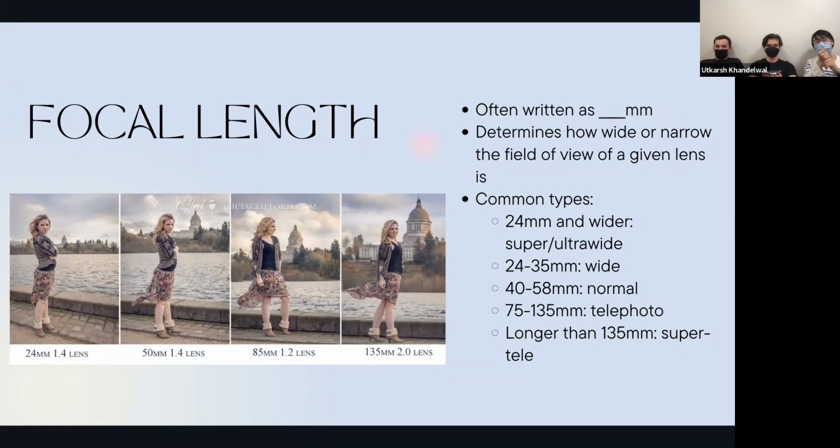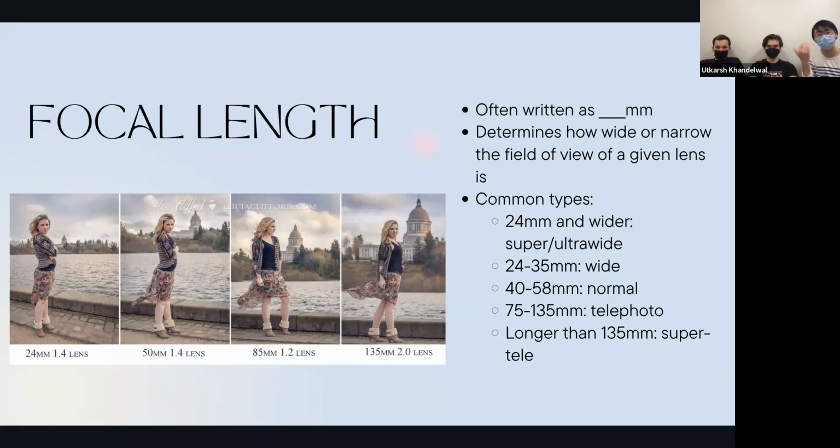So 24 millimeters and under, or wider, as we say, will be considered super wide or ultra wide. 24 to 35 is your general wide. 40 to 58 usually we'll consider to be normal. We'll talk about what normal means a bit later. 75 to 135 is telephoto. Longer than 135 is super telephoto. So mostly what this changes right now is how narrow your view is. So wide you see more, tele you see less, but it also changes something called compression.